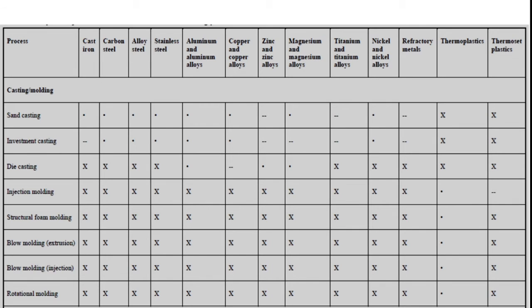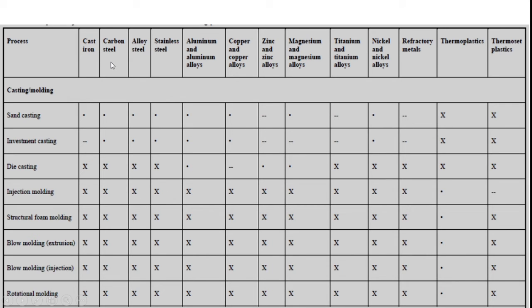In that, now we can discuss the process. In casting, there are sand casting, investment casting, die casting, injection molding, structural foam molding, blow molding for extrusion, blow molding with injection, and rotational molding. Likewise, a lot of casting and molding processes are available. In that, cast iron can be produced with sand casting, and preferably investment casting also. But we can't produce cast iron materials with die casting, injection molding, structural foam molding, blow molding and rotational molding. Here you can see different varieties of casting processes.